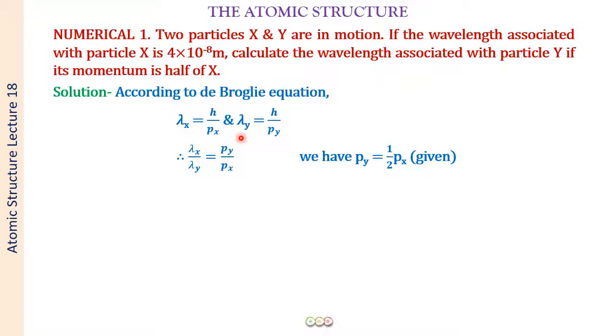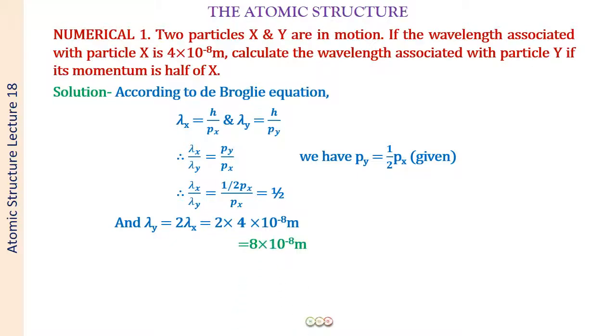So just dividing the first equation by the second, you get lambda x over lambda y is equal to py over px, and you are given that py is half of px. So you get lambda x over lambda y to be 1 by 2, or you can say that lambda y is 2 times lambda x, and the wavelength of particle x is given to be 4 into 10 power minus 8 meter. So put it over here, you get the wavelength of particle y to be 8 into 10 power minus 8 meter. So a very simple question.